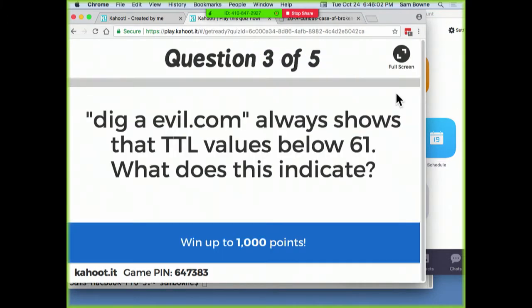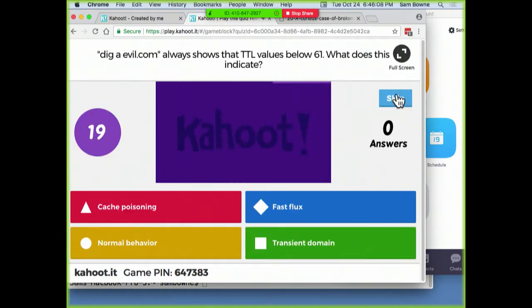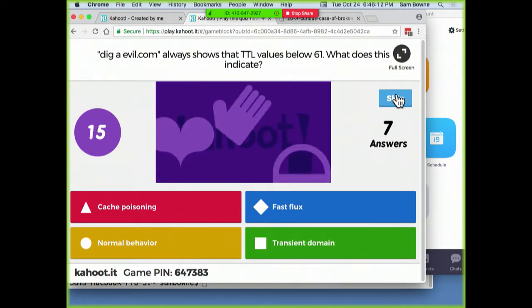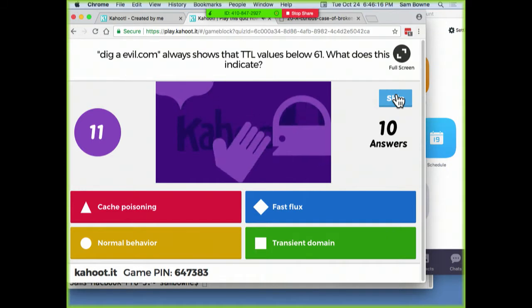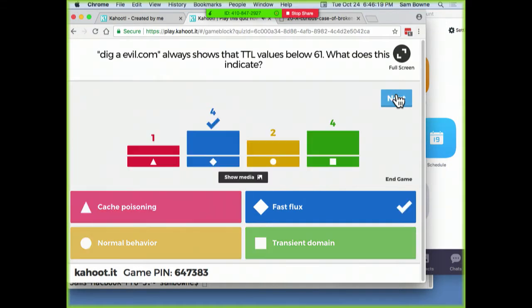All right. If I always find a TTL value below 61, what does that indicate? All right, that's fast flux. That's someone that wants to keep moving the server very quickly to make it hard to block.